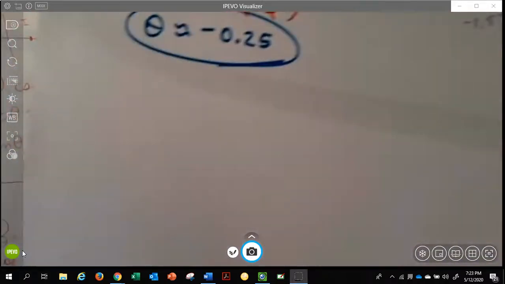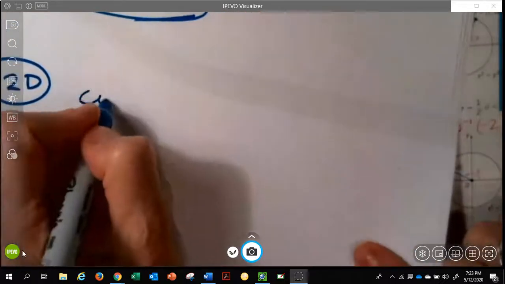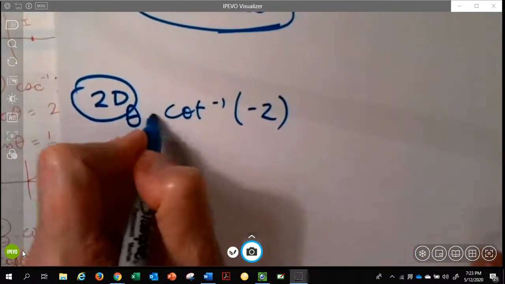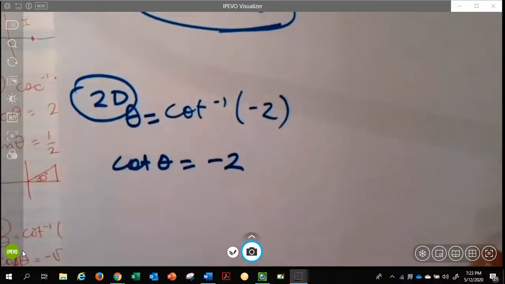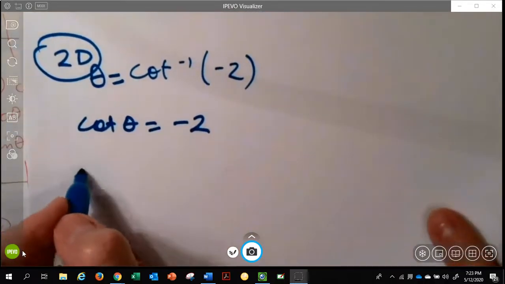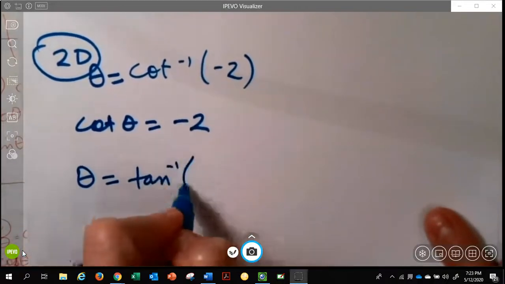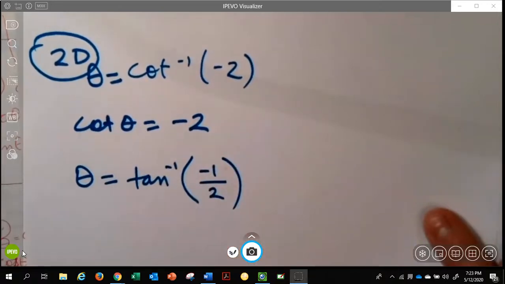Now I'd like to look at 2D. Down here at the bottom, it wants us to do the inverse cotangent of -2. So we're looking for the angle such that if we did cotangent of that angle, the answer on the calculator would be -2. I can also look for that angle not as the inverse cotangent, but as the inverse tangent, not of -2, but of the reciprocal of that.